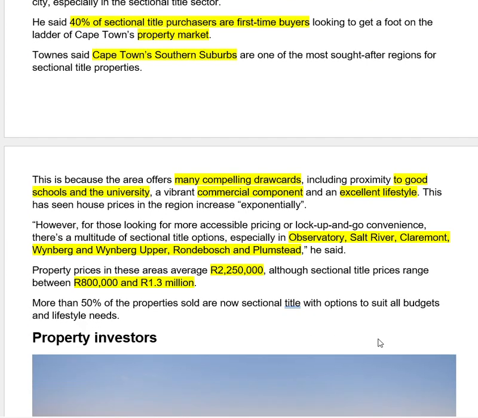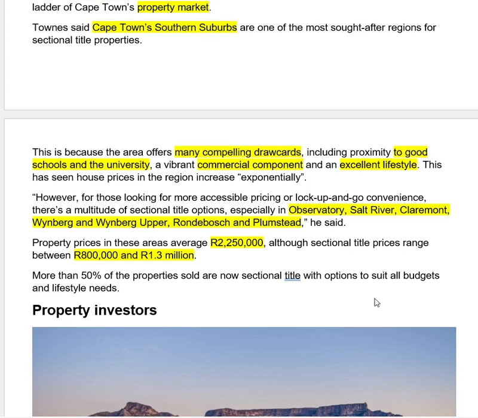And when you're looking at the property prices in Southern Suburbs, they range around 2.25 million, while in most other places you're looking at buying between 800,000 and 1.3 million, right?